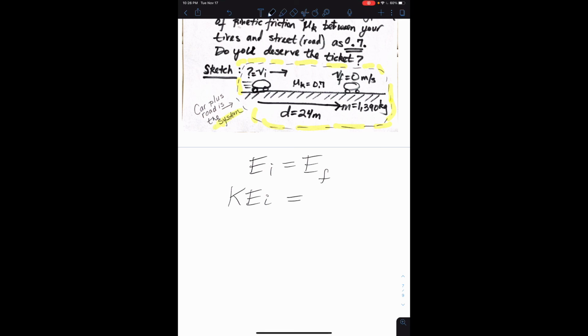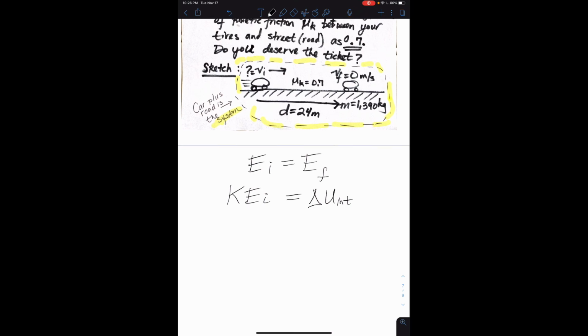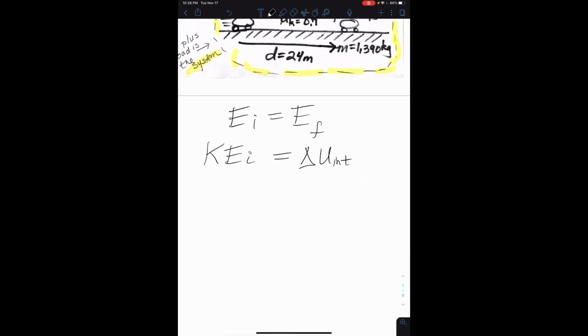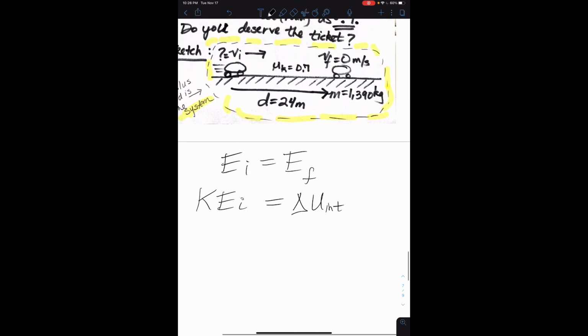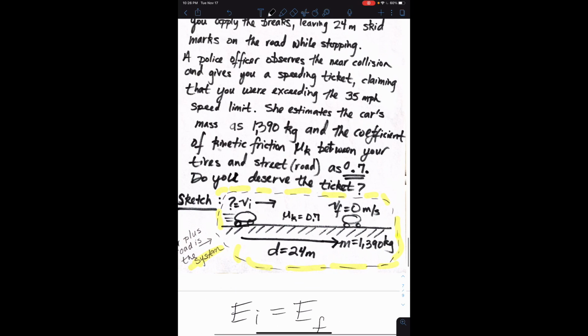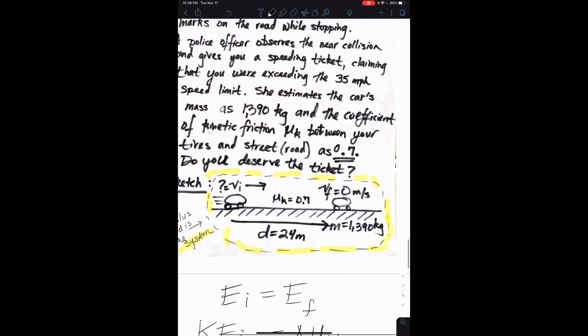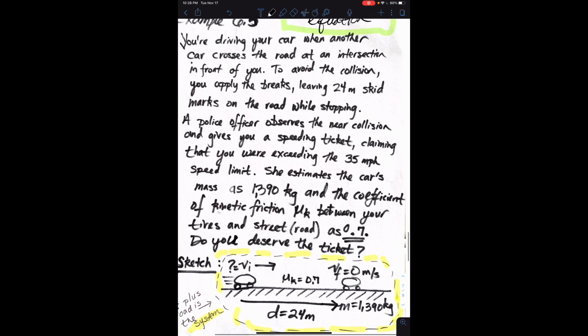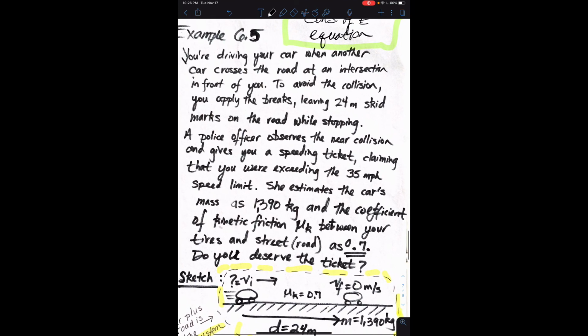So because of that, we can then say that we have delta U internal, potential energy internal. You could also say delta E thermal. All right, what do we want to know? Do you deserve the ticket? We want to know how fast we're going, right? Because she estimates that you were exceeding the 35 mile per hour speed limit.